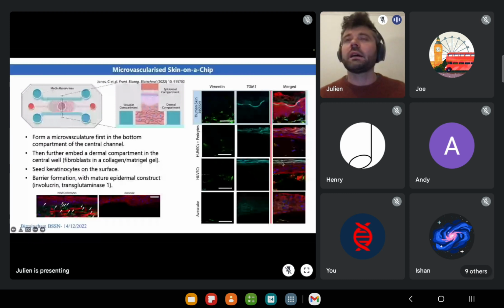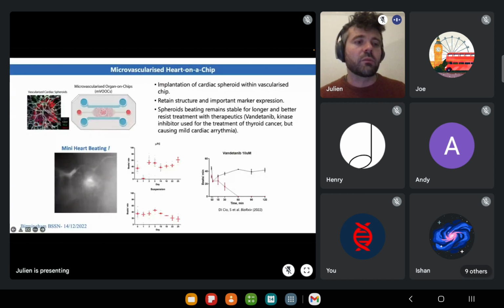For example, cardiac spheroids, or cell masses that can beat spontaneously in vitro. They can be formed by allowing the cells to aggregate together. And we can then take these and introduce them into this microfluidic chip, vascularized again, and we see that they can integrate really nicely. So the cardiac cell mass is perfused and integrated really nicely within this microvascular network.